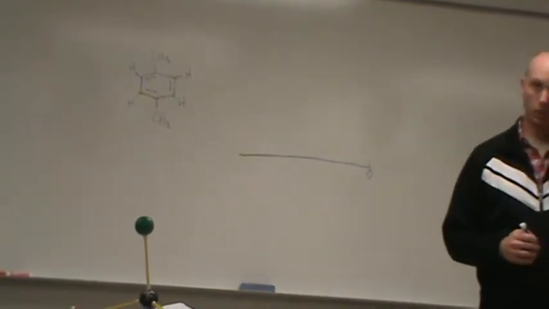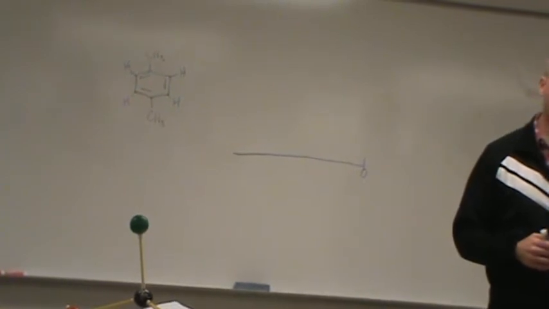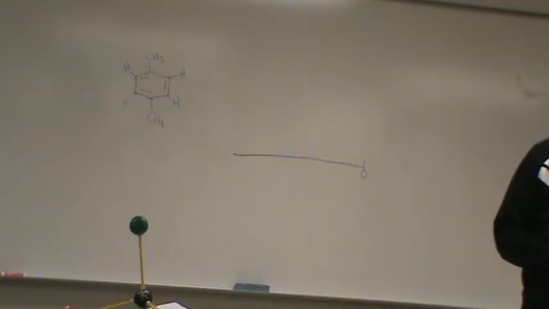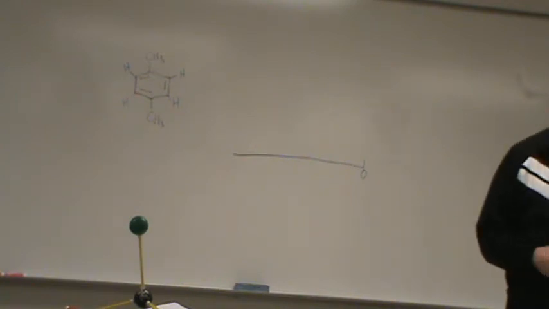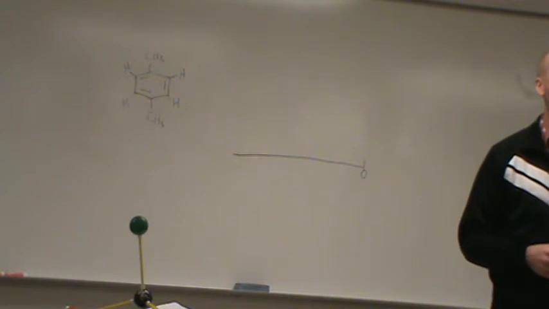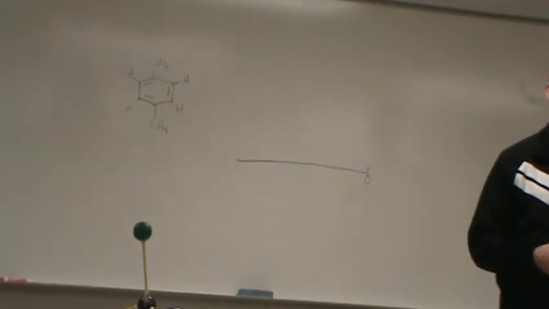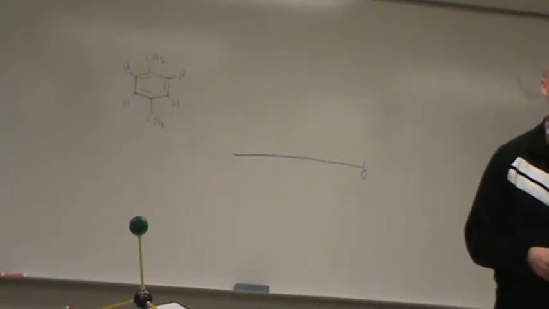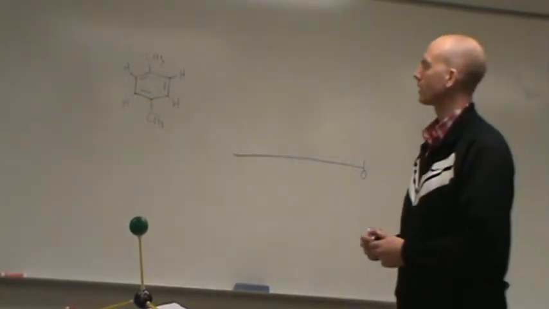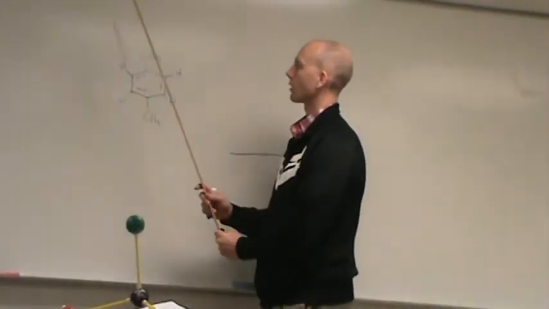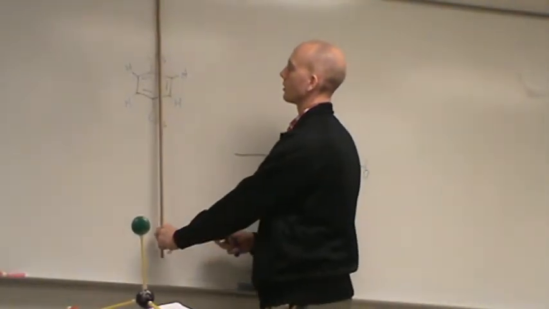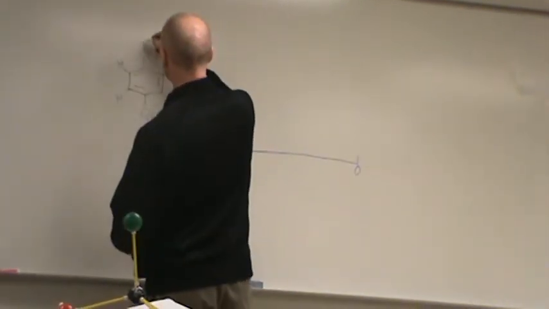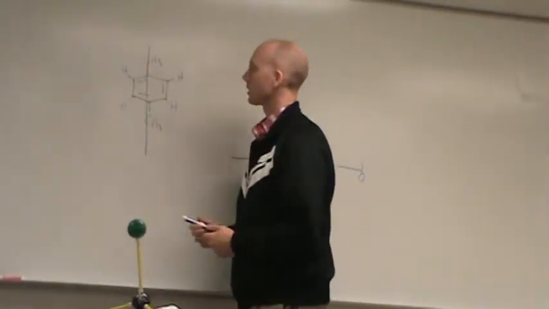Okay. So what's the first question we ask once again? How many peaks or the number of signals? And to determine that, we use what? What tool do we use? Plane of symmetry. The plane of symmetry. Okay. So does this molecule have a plane of symmetry? Yes. Yeah, it has one right here, right down the middle.